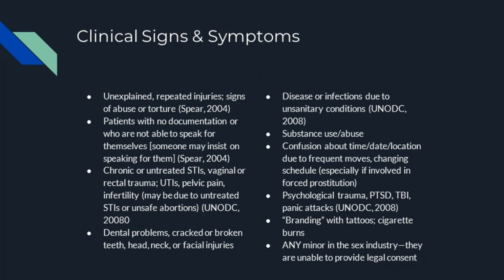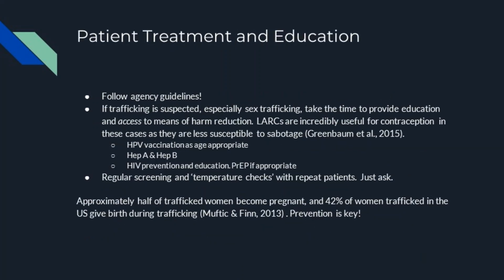Scars or marks such as tattoos that could be a name or symbol that mark a client as the quote unquote property of a pimp, or cigarette burns or other abusive injuries. And then any minor, of course, who is in the sex industry because they are unable to provide that legal consent to perform sex work. If you think that one of your patients is being trafficked or susceptible to trafficking, the most important thing you can do is, of course, to follow your agency guidelines when it comes to providing care.